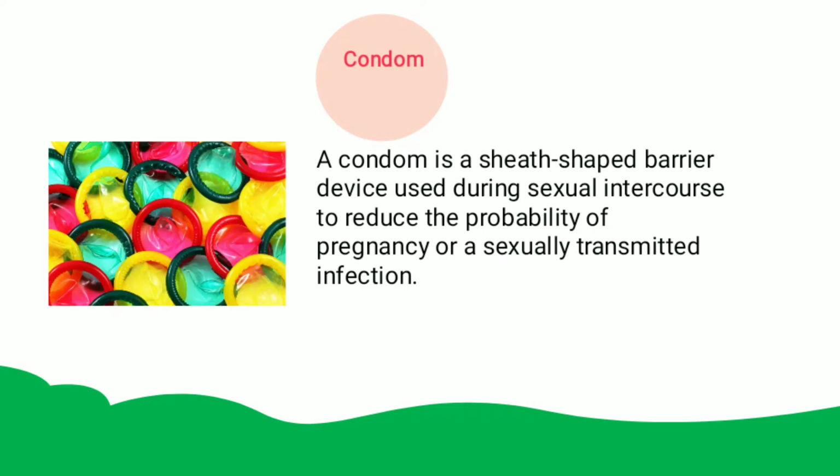So this is the first type of the contraceptives. First is the condom. It is a sheath-shaped barrier device used during sexual intercourse to reduce the probability of pregnancy or sexually transmitted infection.